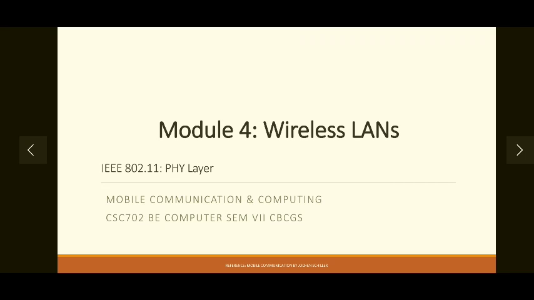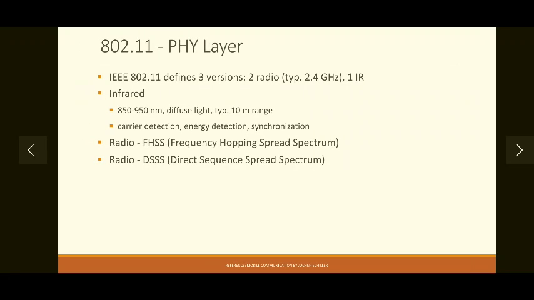Everyone, in this video we will see details of the physical layer standardized by IEEE 802.11. In the last video we saw the protocol architecture, in which we saw that IEEE standardized only the physical layer and MAC layer. So in this video we will focus on the physical layer.